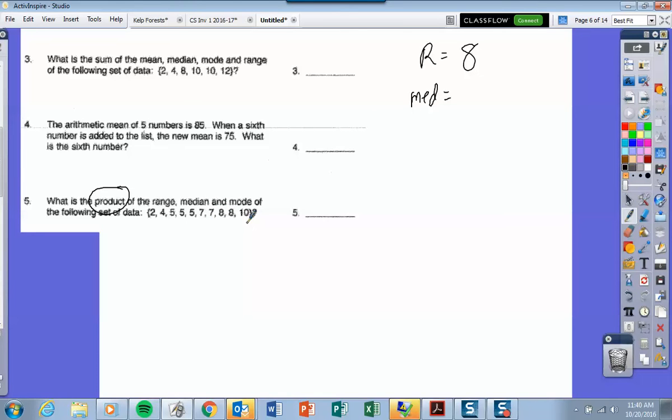of the 5th and 6th numbers, which will be that guy right there. The middle between 5 and 7 is 6. And the mode, the one that is most often, is 5 right there. Is going to be 5. We want to find the product of those things. So we are going to multiply 8 times 6, which is 48, times 5. 48 times 5 equals 240.